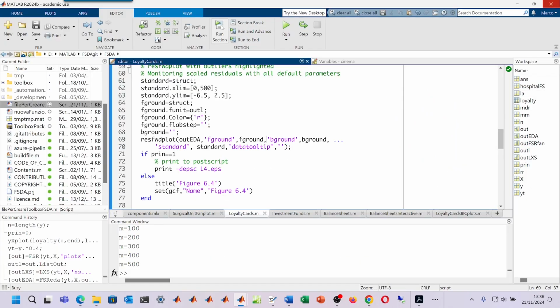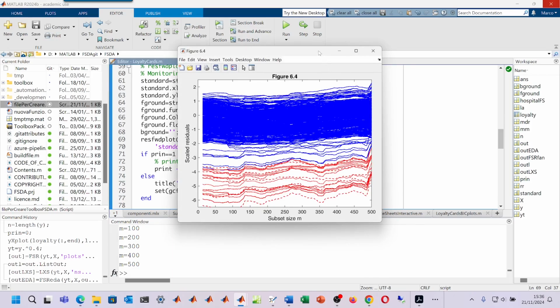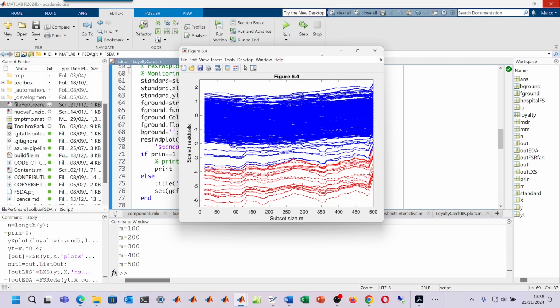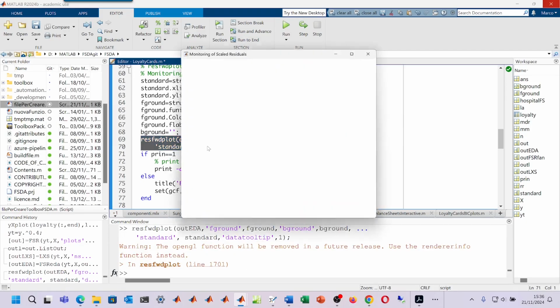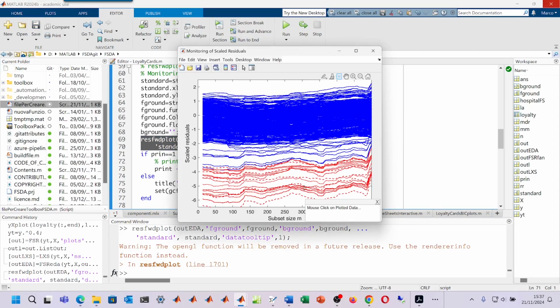Now we have the monitoring plot of residuals. In this monitoring plot of residuals, we see that the outliers are characterized by large negative residuals. It is also possible to have a personalized data tip, in the sense that if you click on the trajectory, then you can see the number of the unit, and when the unit entered the subset.